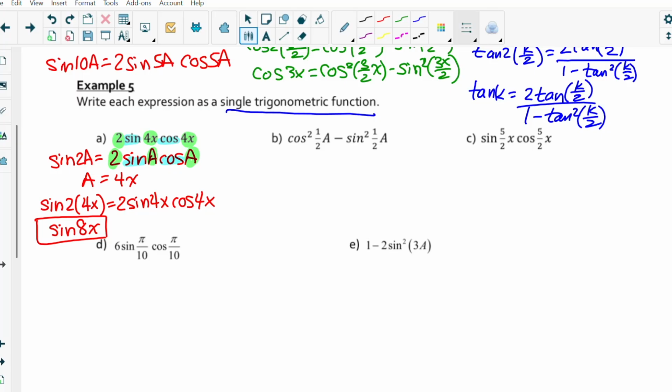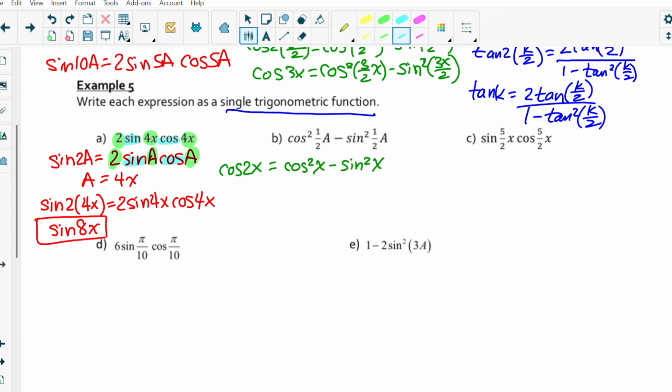Letter B. Cosine squared of 1/2 a minus sine squared of 1/2 a. That looks like our cosine double angle identity. Here it is in general form: cosine of, let me use x, cosine squared of x minus sine squared of x, and that's cosine of 2x. That's our basic cosine double angle identity.